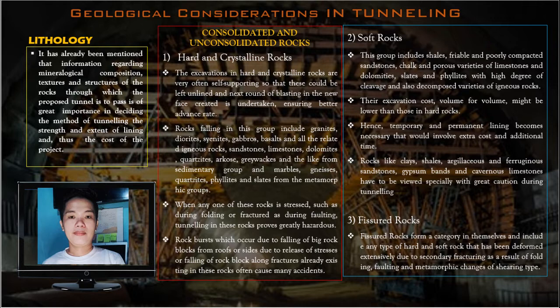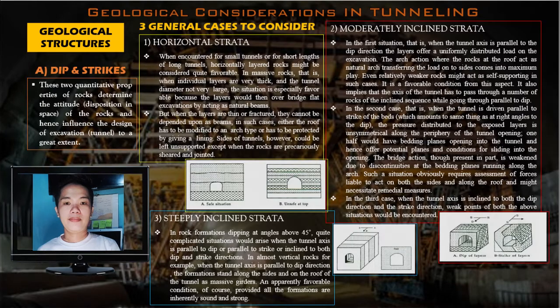Rocks like clays, shales, argillaceous and ferruginous sandstones, gypsum bands, and cavernous limestones have to be viewed especially with great caution during tunneling. Fissured rocks form a category in themselves and include any type of hard and soft rock that has been deformed extensively due to secondary fracturing as a result of folding, faulting, and metamorphic changes of shearing type.